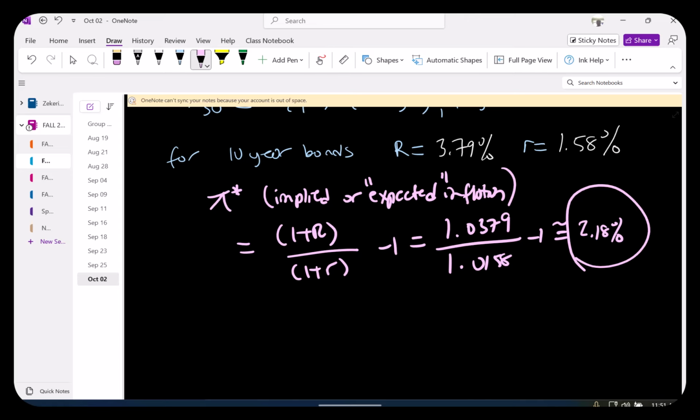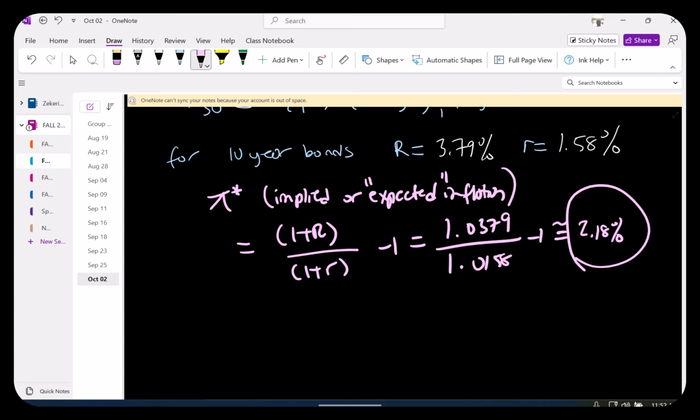But if Patel thinks that the inflation is going to be only 1%, he's going to prefer the nominal because nominal gives you 3.79. Based on his expectation, if he ends up being correct, he's going to get about 2.58, 1.58 plus 1, approximately speaking. So anytime your inflation expectations are higher than that implied expectation, or the break-even inflation, you want to prefer TIPS. Otherwise, you want to prefer the nominal.